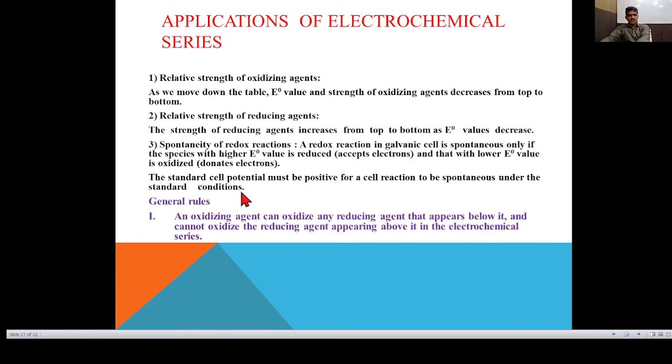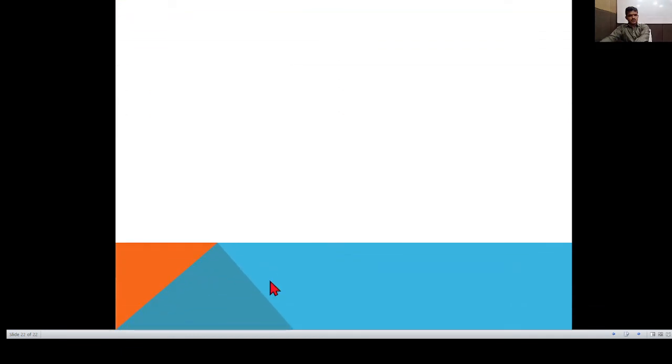As a general rule, an oxidizing agent can oxidize any reducing agent that appears below it and cannot oxidize a reducing agent appearing above it in the electrochemical series. And a reducing agent can reduce the oxidizing agent located above it in the electrochemical series.